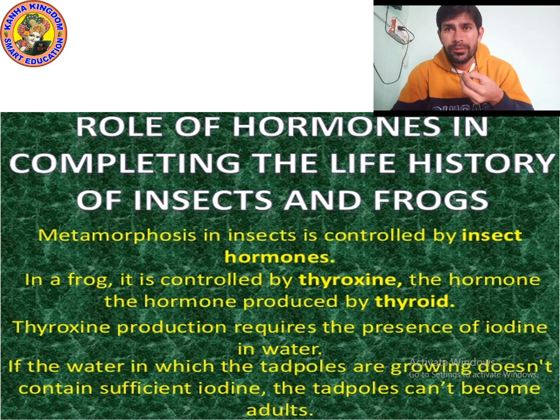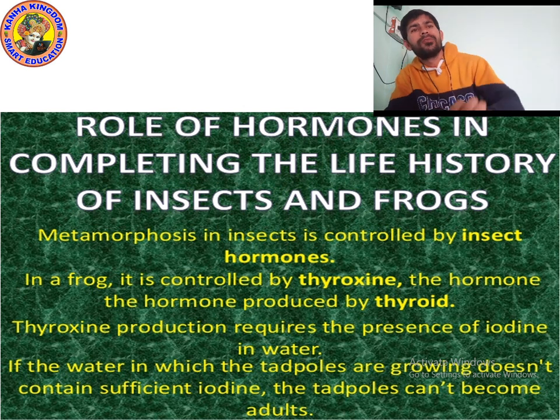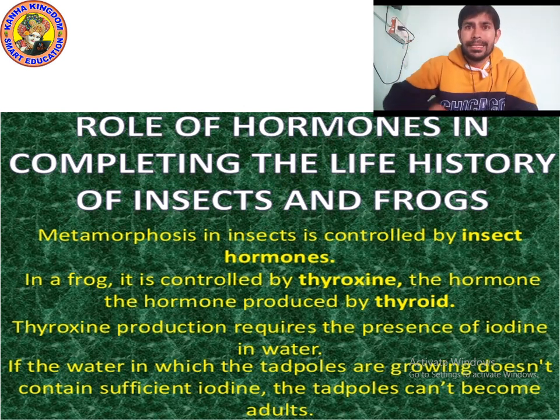The water in which tadpoles grow should contain iodine. If iodine is not available, then thyroxine hormone will not be produced. If thyroxine hormone is not produced, the metamorphosis process of the frog will stop. So the tadpole cannot grow into an adult if iodine is not available in water. I hope you understood now. Let's move on to the next point.